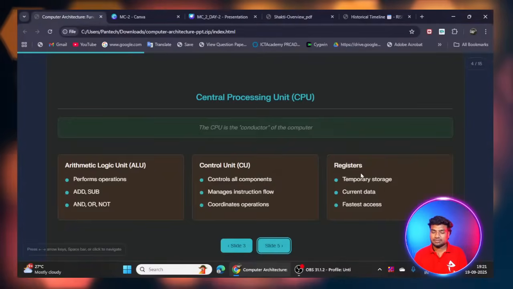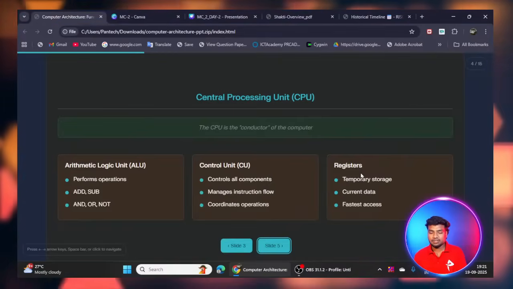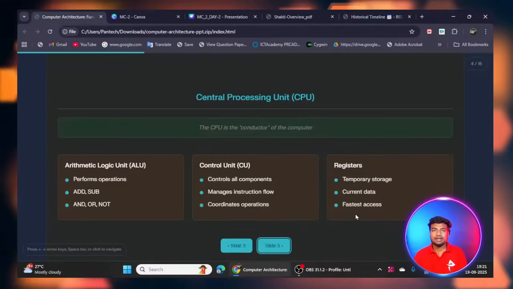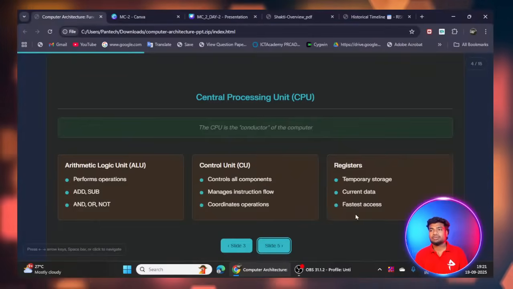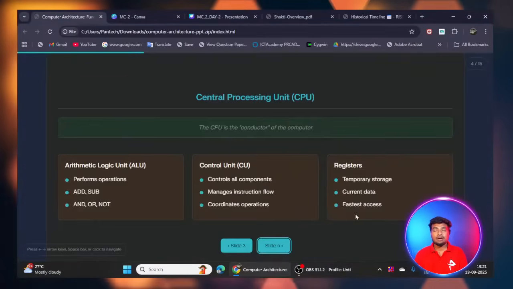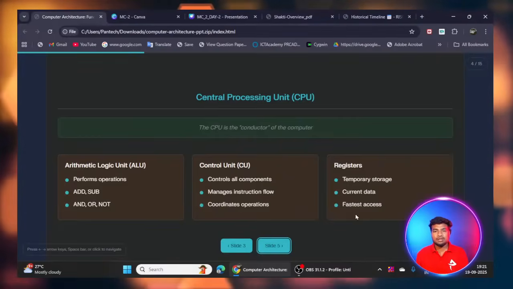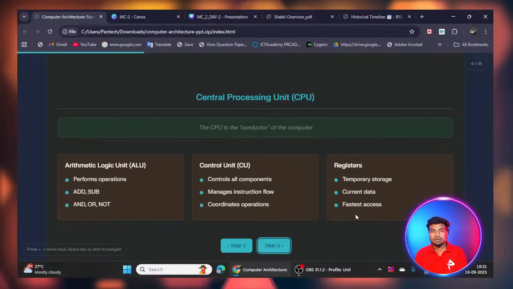And then registers. A register stores data temporarily; it is temporary storage. We can store the current data and then access it, and it is mostly used for the fastest access. Why? Because the CPU does a lot of operations and instructions. It continuously fetches data from memory, does the operation, and then stores it to memory. So this is the basic work of the CPU.